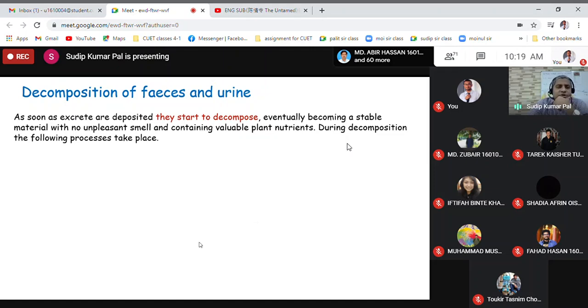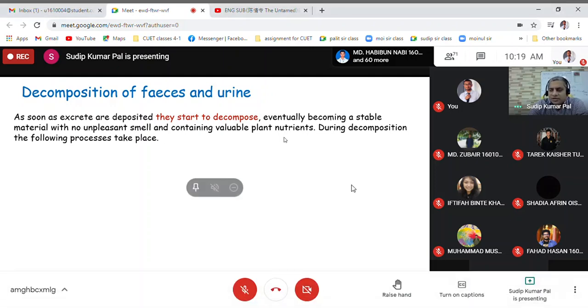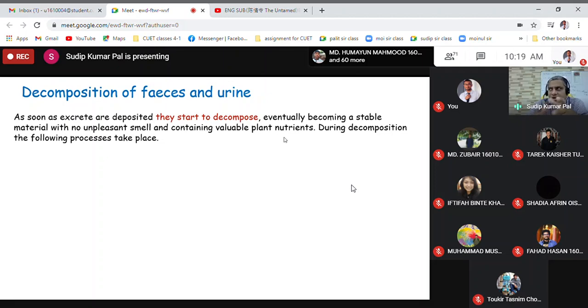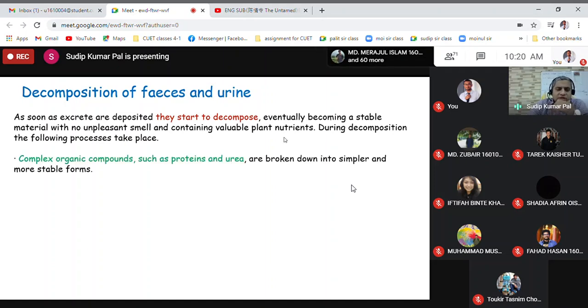As soon as the excreta is deposited, it starts to decompose, eventually becoming a stable material with no unpleasant smell and containing valuable plant nutrients, particularly nitrates. A huge amount of nitrate is present in the urine, as you know, and also some of the diet we are eating, like fats or proteins, also comes out through the excreta. During the decomposition, the following processes take place.